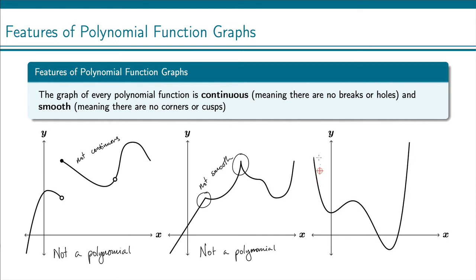This last one, as we look at this, well, we can certainly draw this with no problems as far as continuity, and it all looks very nice and smooth. There's no corners or anything, no abrupt changes, and so this is the graph of a polynomial.